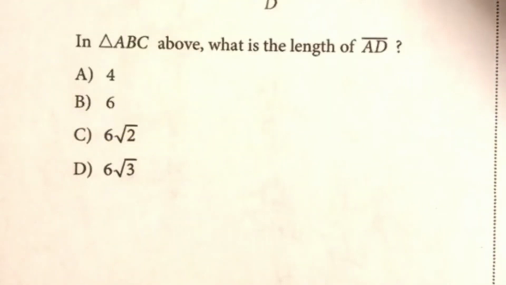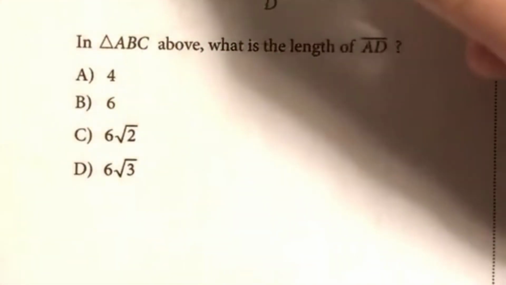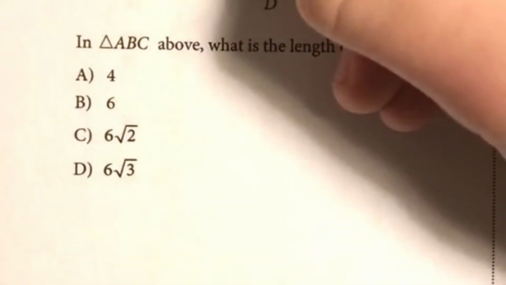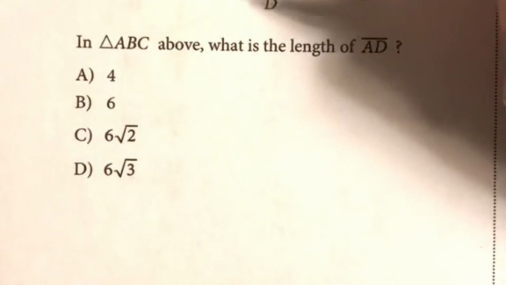Number 9. In triangle ABC above, what is the length of leg AD? So I'm going to start by filling in some of these angles here, and we know this one's going to be 90 degrees because they are supplementary, and 90 plus 90 equals 180. And then we can fill in this one as 60 degrees because all three angles in a triangle must add up to 180. 60 plus 30 plus 90 is 180.